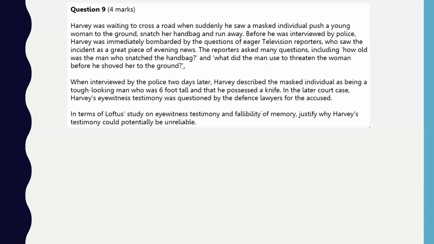Okay, I don't want to go over time, so I'll quickly read the scenario and show you the kind of keywords you have to talk about in an answer like this.